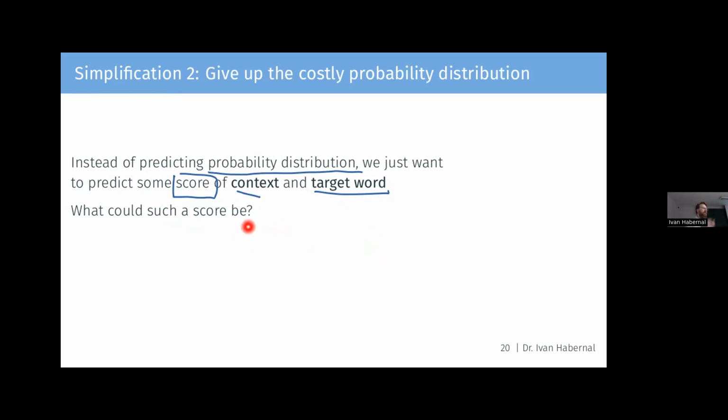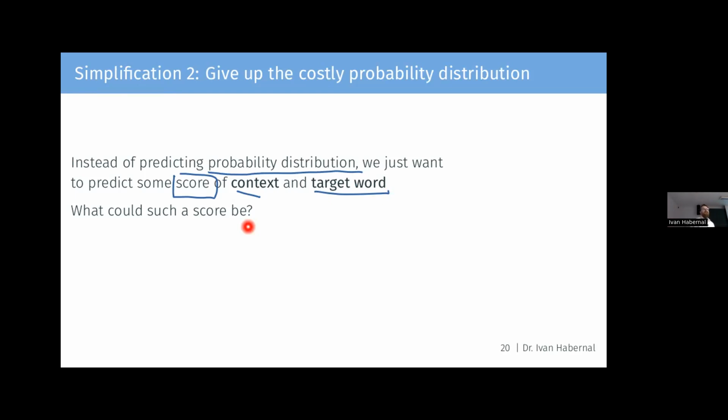Let's say, forget about predicting the probability of the word. You have a target word and a context, and you want to score it somehow. Maybe the score is something which you want to predict, like a variable. So you want to score word and context. What could be a score? Which scores would we prefer for certain things, and which don't we like?